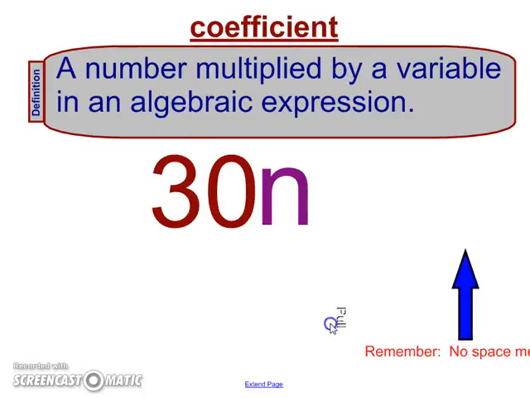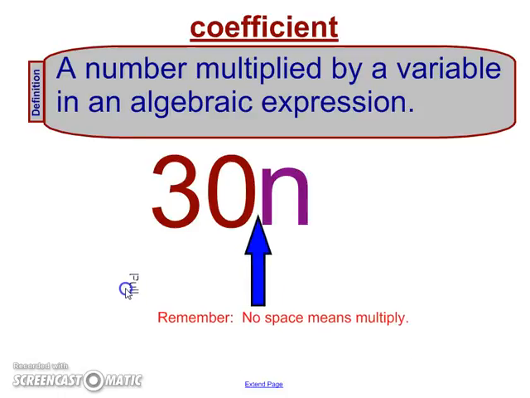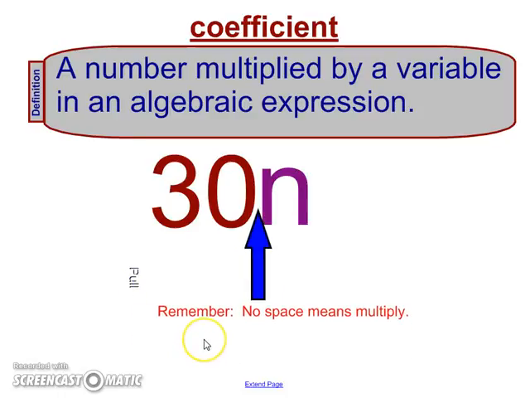And how do I know it's multiplication? This is one thing we just have to remember: in algebra, if we have a number and a letter, in this case the coefficient and a letter, sitting next to each other without spaces, it implies multiplication.